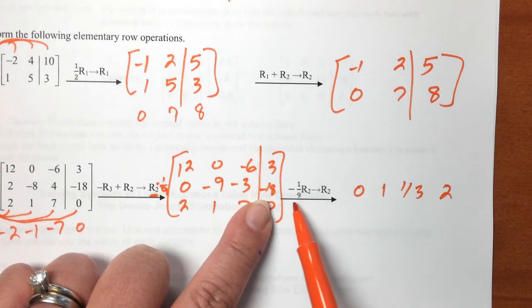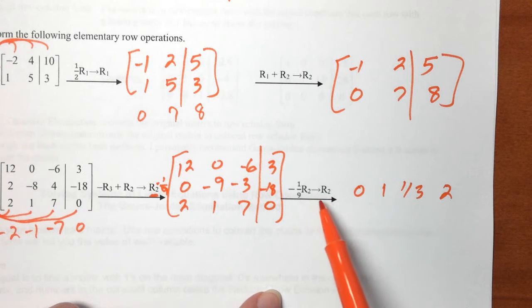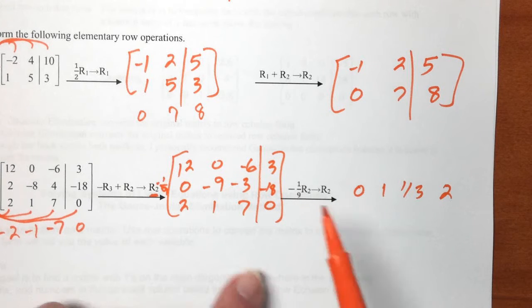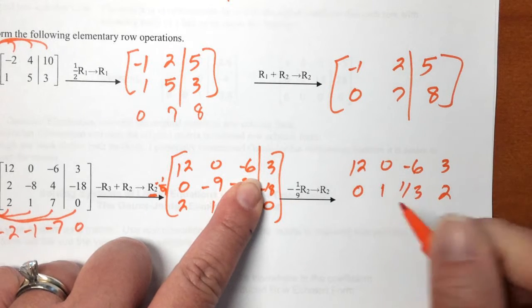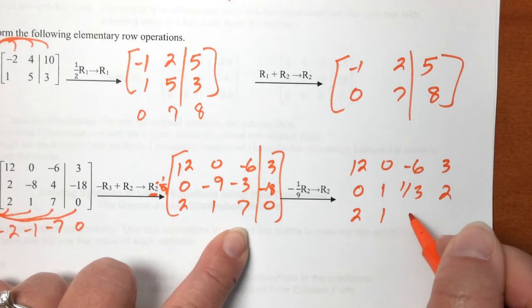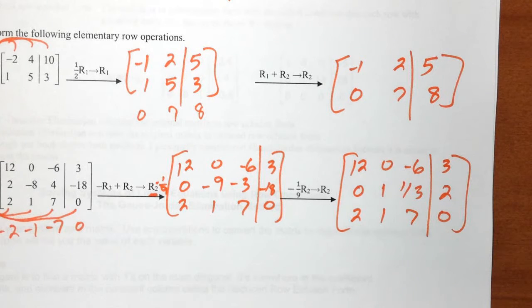So I multiplied row 2 by negative 1/9, stuck the result in row 2. They aren't telling me anything new to put in row 1 or row 3, so I'm going to leave row 1 exactly like it is. And I'm going to leave row 3 exactly like it is. And that is our new matrix.